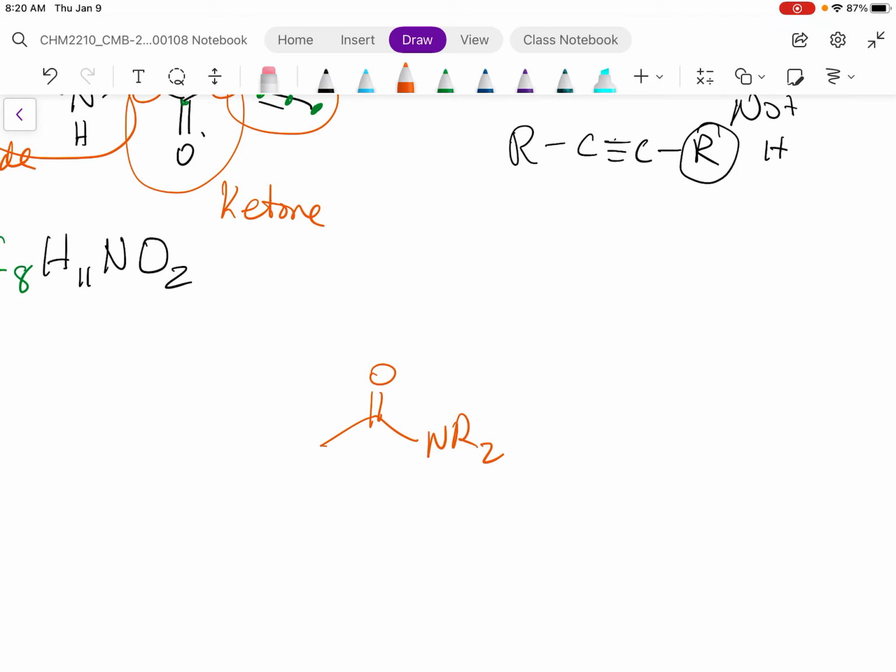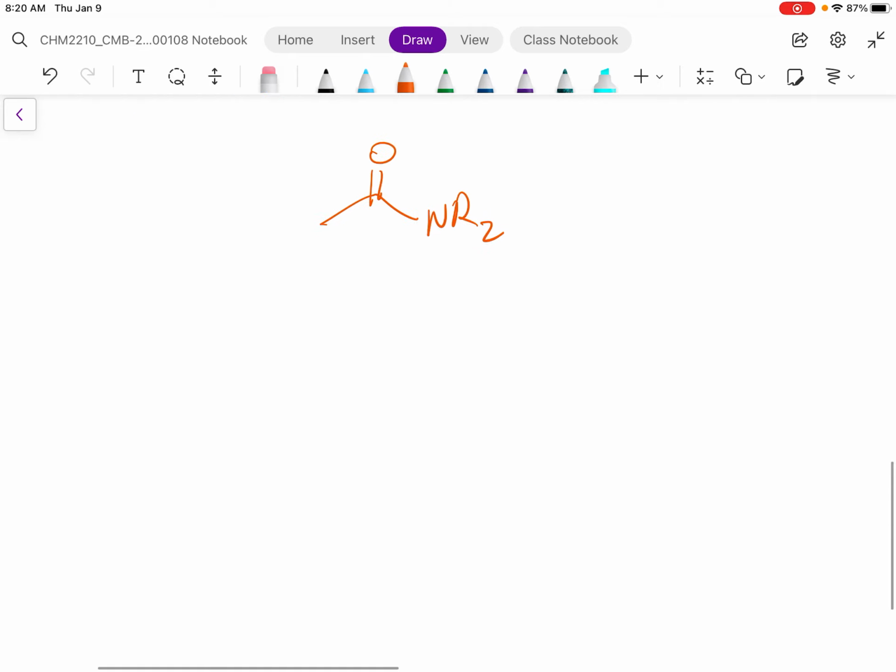So let's do some other examples here. Let's get a lot of practice. This is just really, really important. Let's do an easier one to start off with. Now we'll introduce the rings.